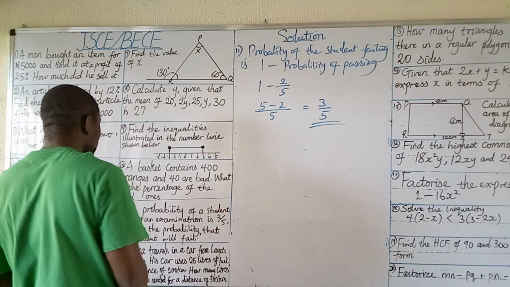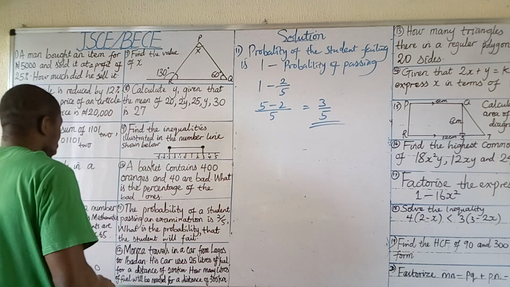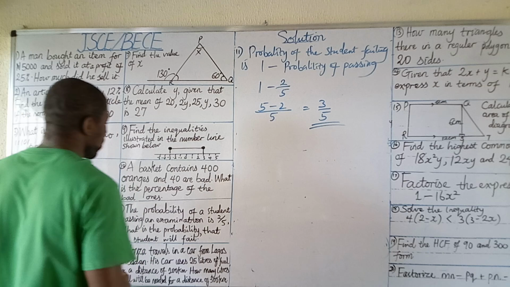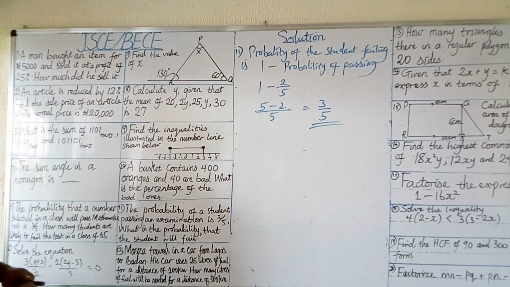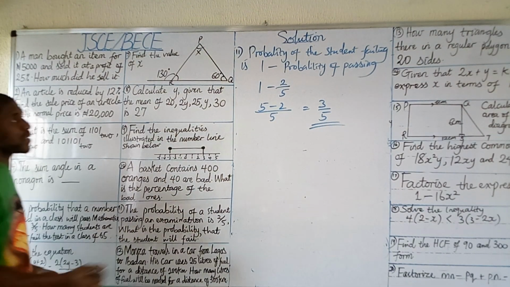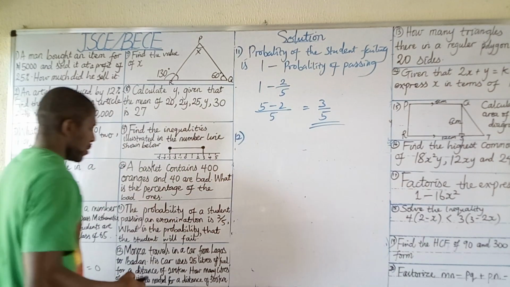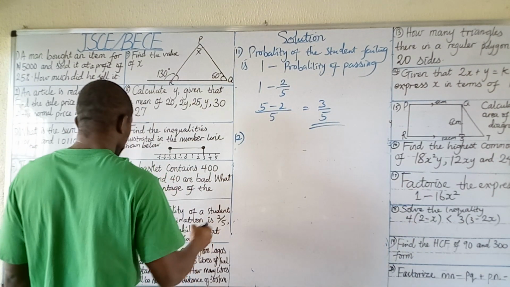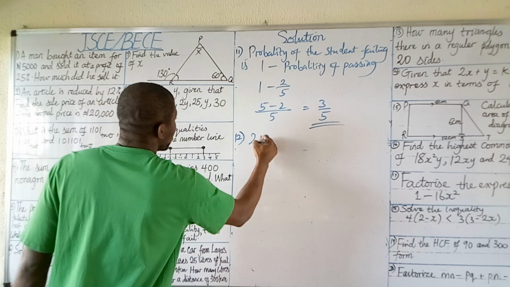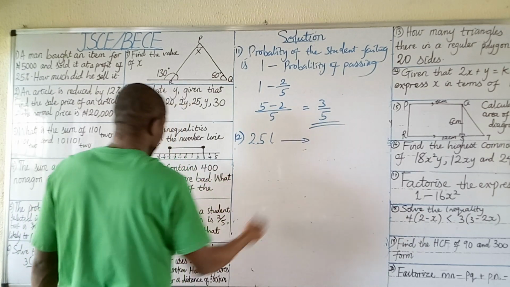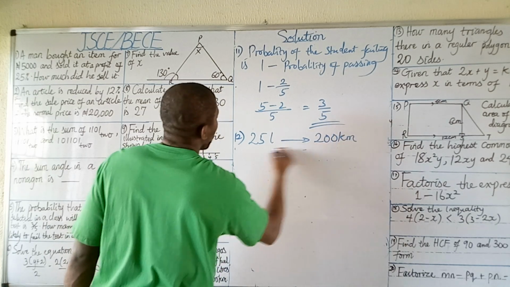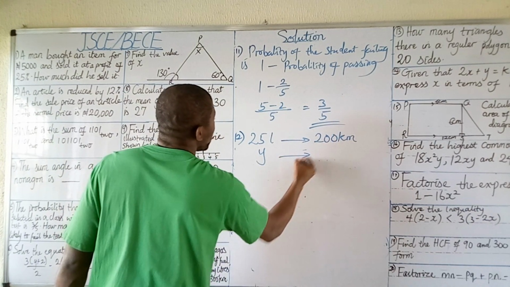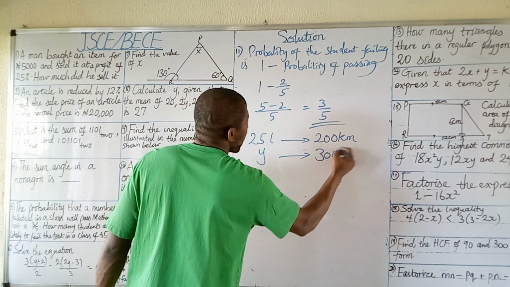Question number 12. Monza travels in a car from Lagos to Ibadan. His car uses 25 liters of fuel for a distance of 200 kilometers. How many liters of fuel will be needed for a distance of 300 kilometers? So question 12 goes thus. He uses 25 liters to travel a distance of 200 kilometers. How many liters will he be needing to travel a distance of 300 kilometers?